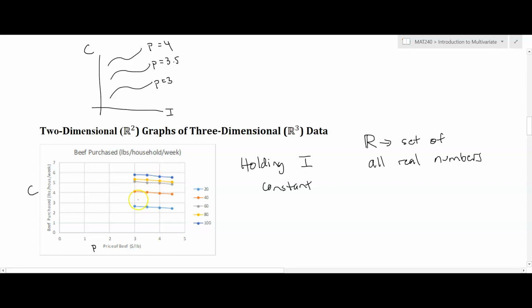But we see that there's a huge jump in consumption from $20,000 to $40,000 a year. But then from $80,000 incomes to $100,000 incomes, their consumption curve does not rise by as much. So we see a lot of interesting features here, things that we can describe. But we do see that as P goes up, as P increases, consumption decreases for all I.